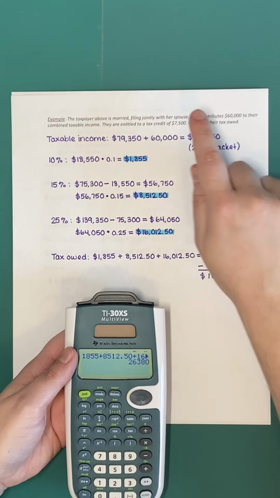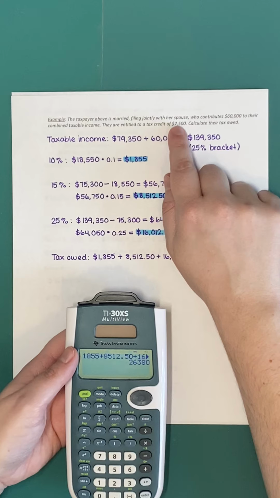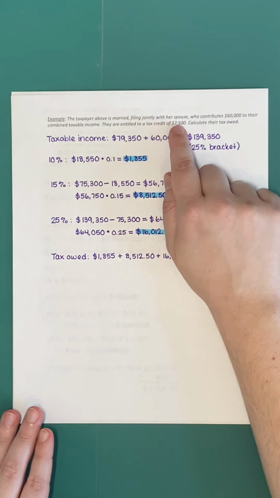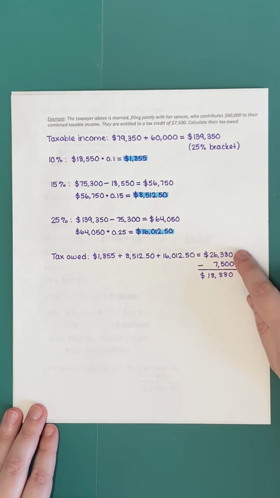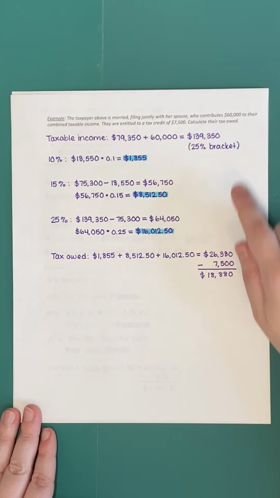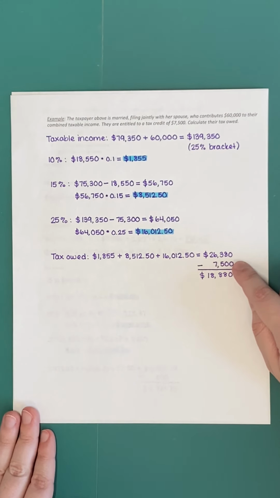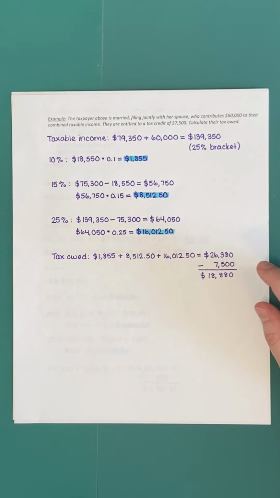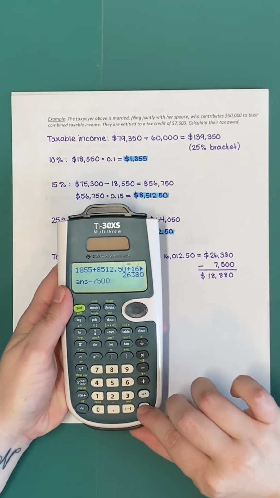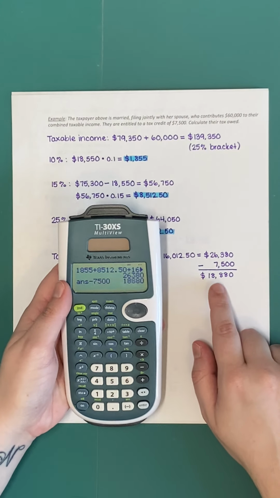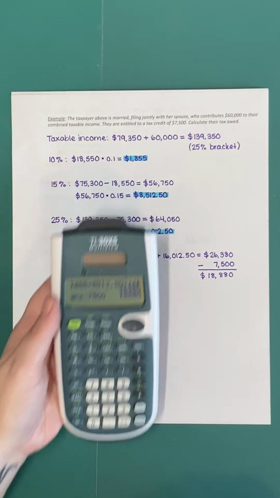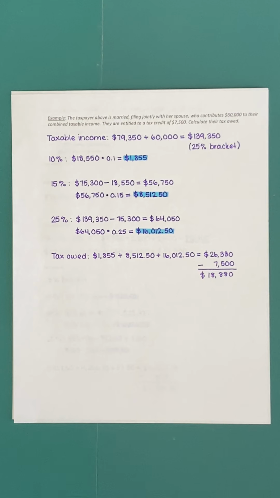That's not the whole story though, because these people have a tax credit of $7,500. That's subtracted at the very end. So once we calculate the tax they would normally owe on this much income, then we apply the tax credit, and that's the last value that we subtract. So minus their $7,500 tax credit takes us to $18,880. That's going to be the bottom line. That's what they're going to officially owe for the year.